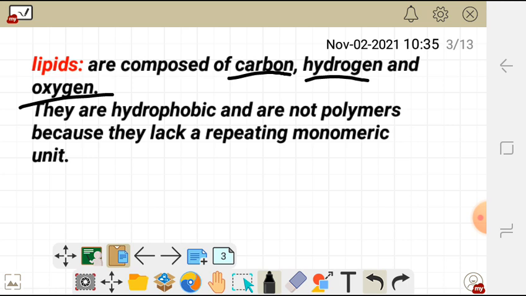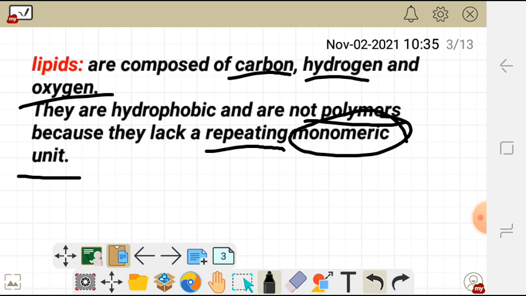Remember, these are not polymers because they lack a repeating monomeric unit. Polymers are made up of monomers which are repeatedly linked together, but in lipids there are no such repeated monomers.